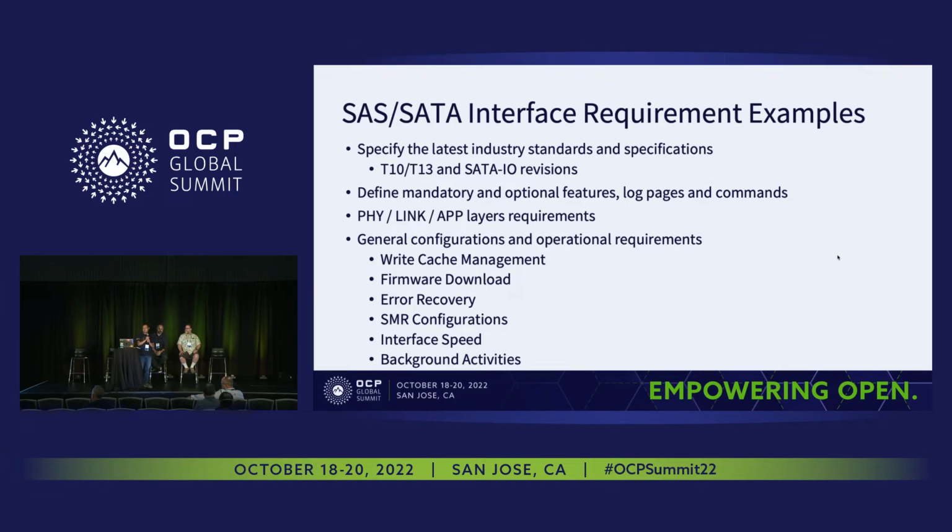SMR configurations may also depend on the customers. We probably require different over-provisioning and different ROM sizes on SMR drives. Interface speed is pretty standard, 6 gigabit per second for SATA and 12 for SAS.